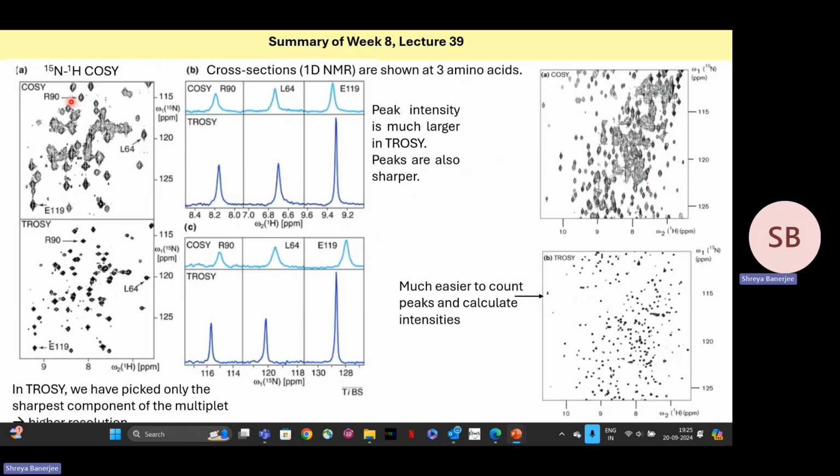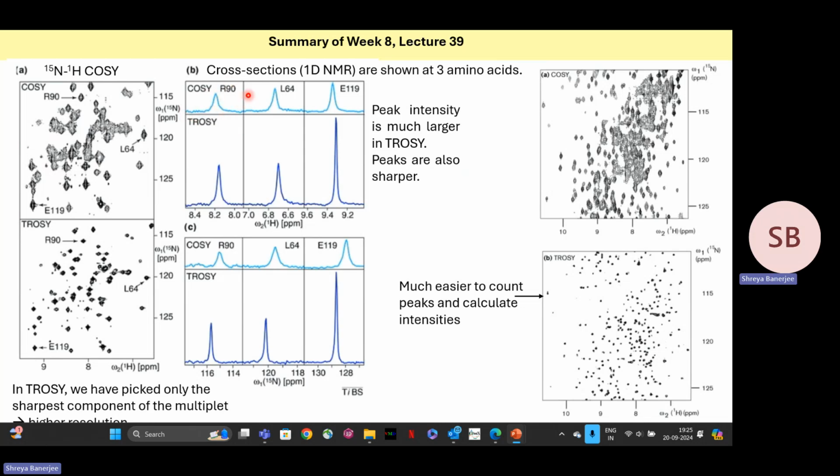So you can see here, the COSY is shown on the top and the TROSY is shown at the bottom. You can see in COSY the peaks are merging, they are spread out. Because of the high line width, the peaks are not distinct. You cannot resolve the spectra. And the intensity is also low.